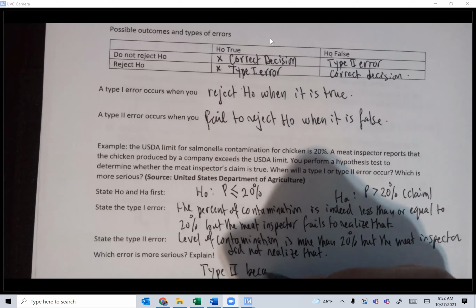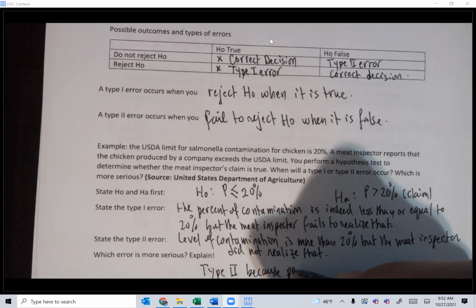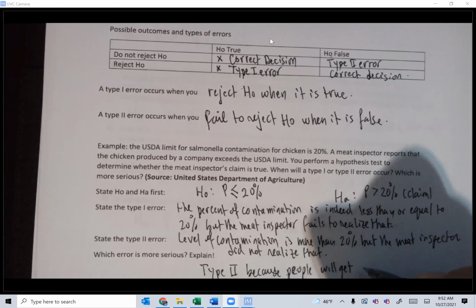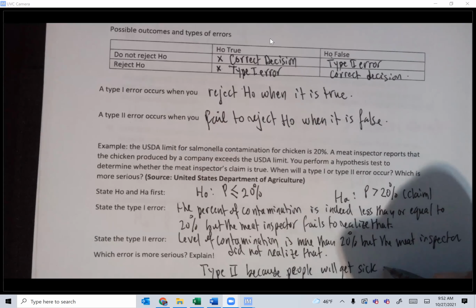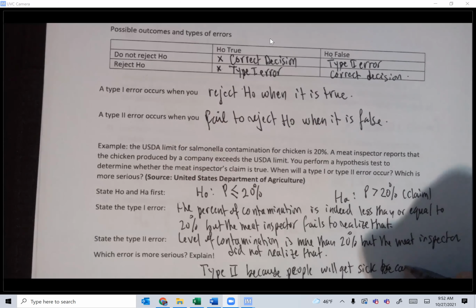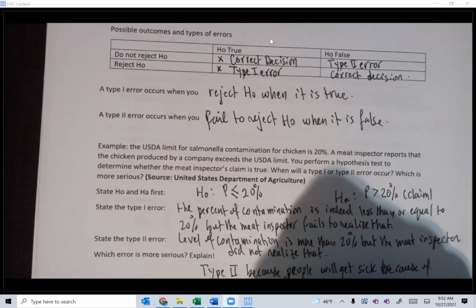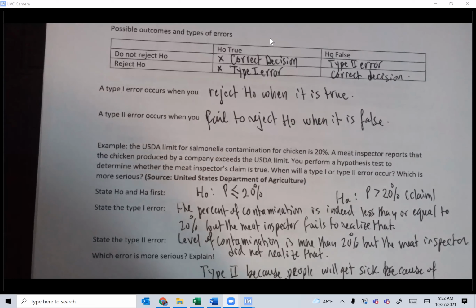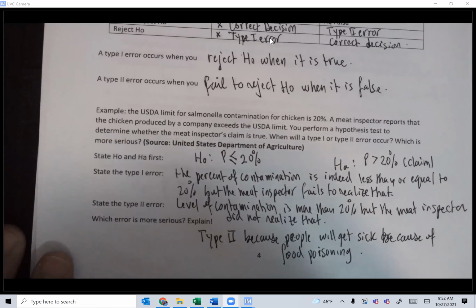Because people will get sick or have food poisoning because of the contamination, guys. Exactly. So I would live with loss of money to the business rather than a meat inspector who doesn't know what he's doing and tells me that your meat is good to eat.